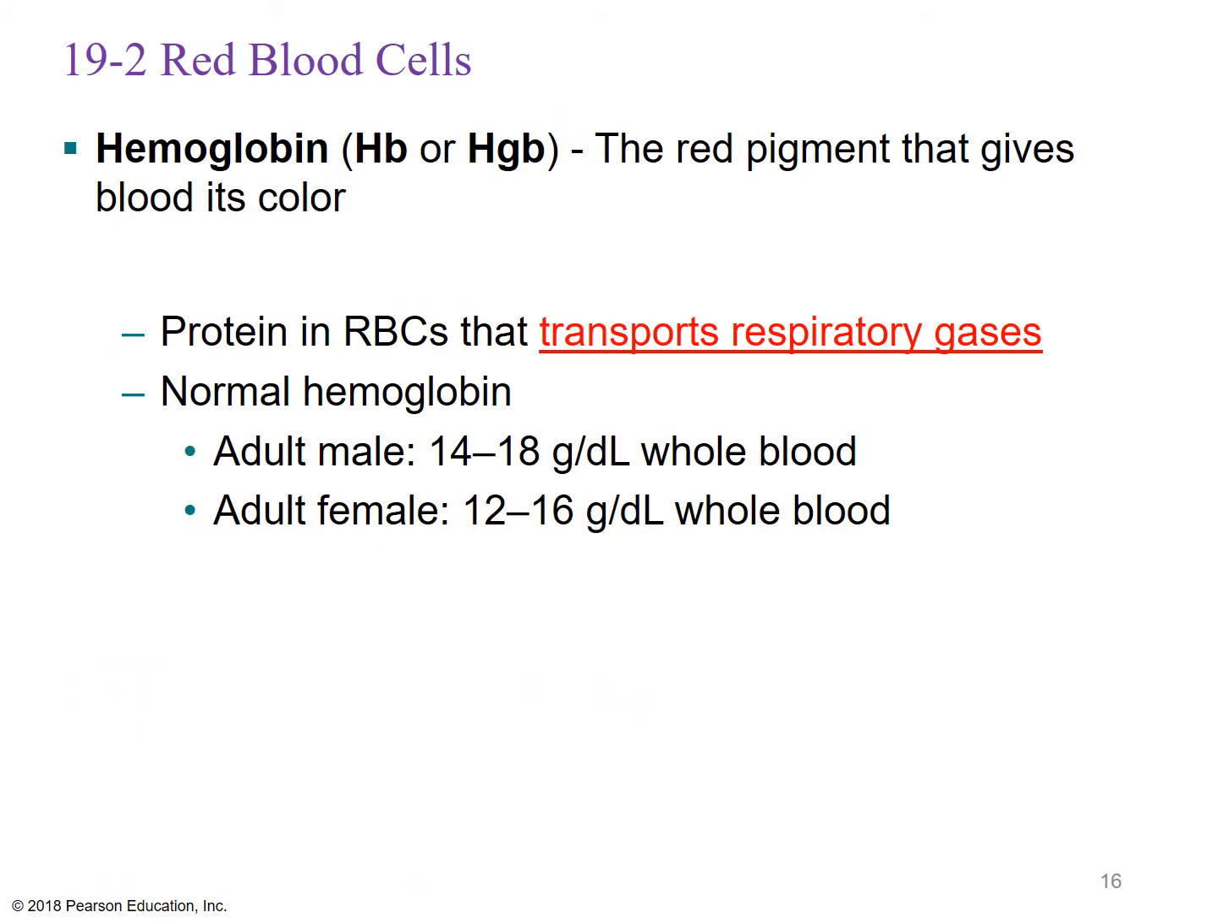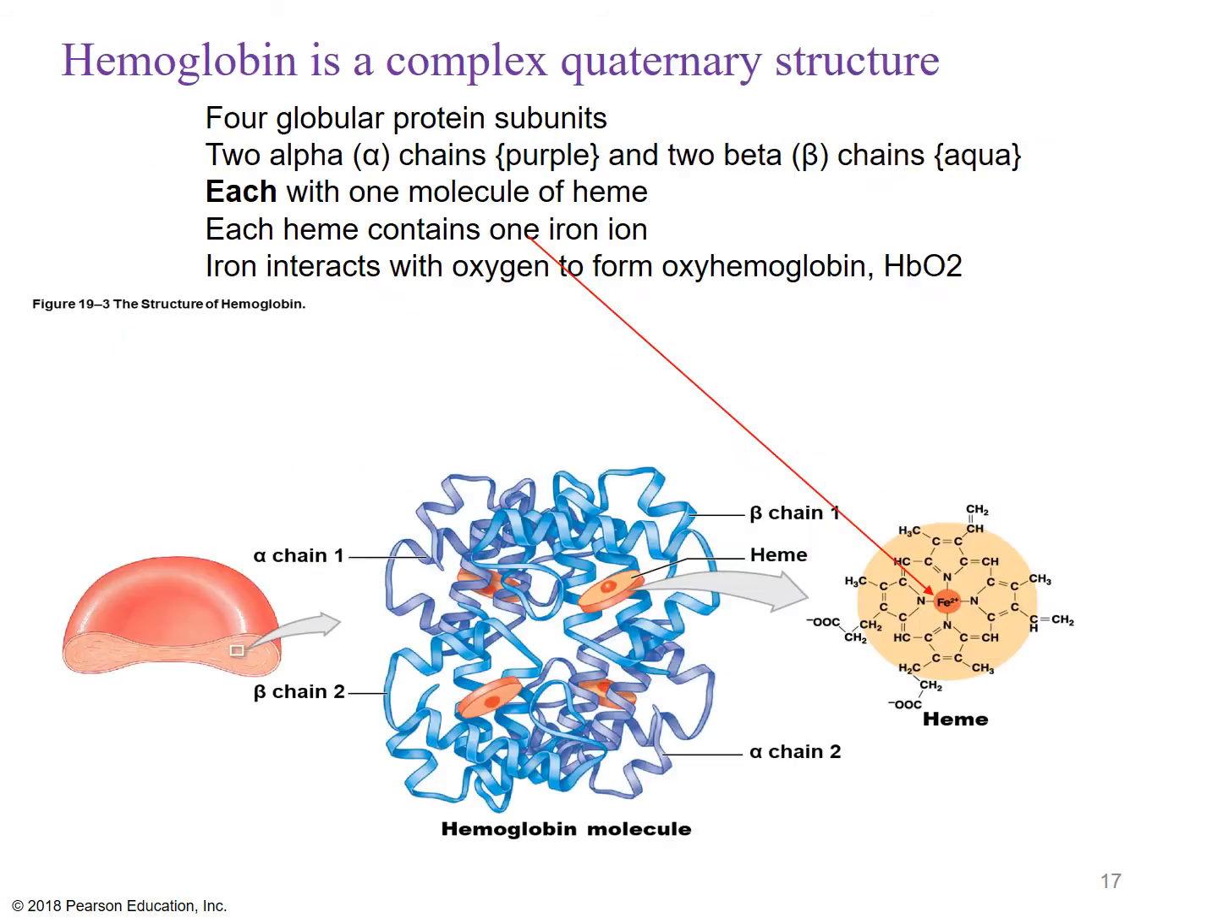All right, so again, that hemoglobin is that protein in the red blood cells that will transport the respiratory gases. Normal hemoglobin in an adult male is 14 to 18 grams per deciliter. As you can see in a female, 12 to 16. So males are always going to have higher readings on their blood counts than females are, because remember, they have more red blood cells, so therefore they're also going to have more hemoglobin.